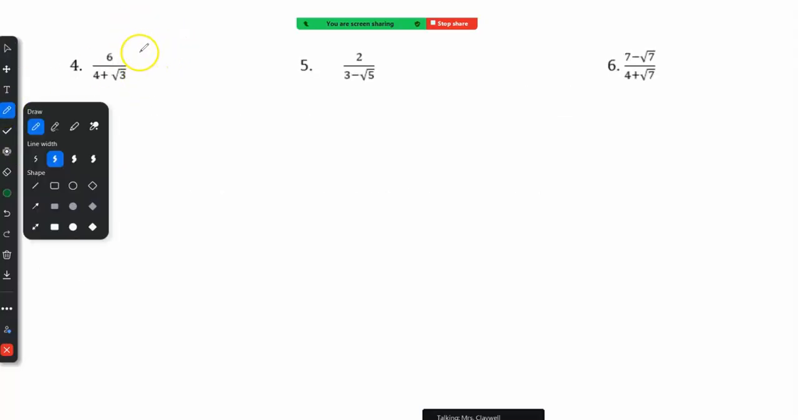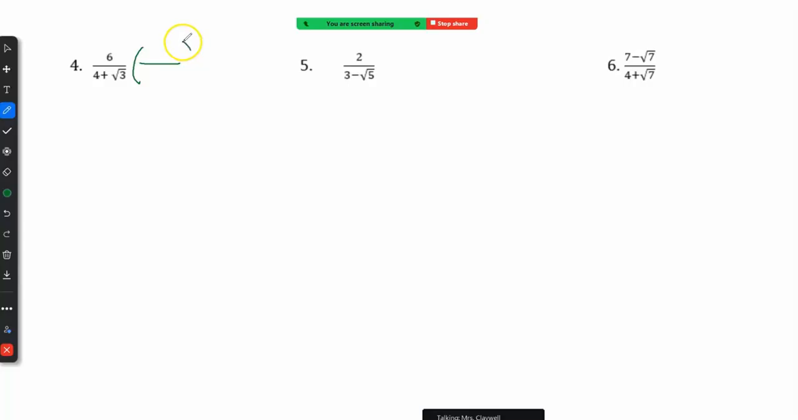Okay, I want you to take a second and just write the conjugates for each of these. So you do the opposite of the inside, like your fancy ones. Whatever you do to the numerator, you have to do the denominator. So just go ahead and take a second, look at these.